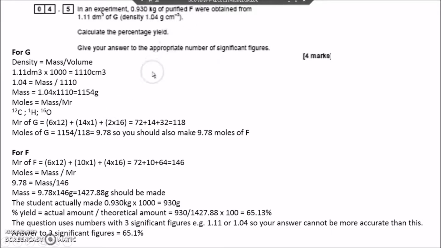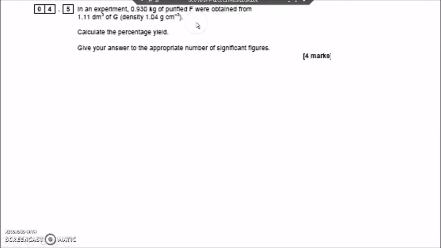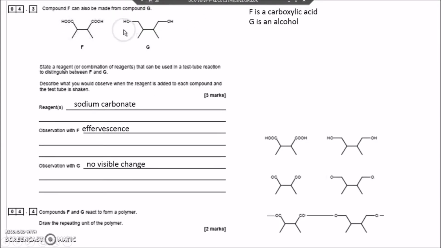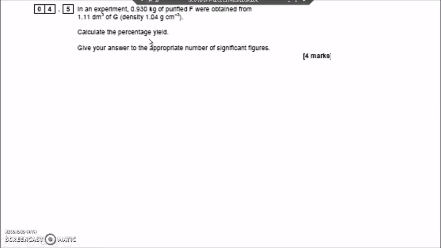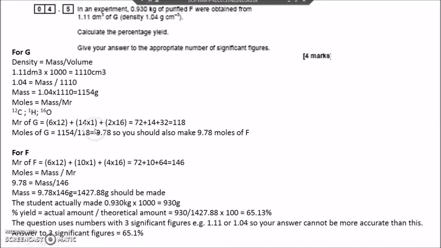I should therefore make the same amount of moles of F. I know that because 1 mole of this will make 1 mole of this. I've got the same number of carbons, the same shape, and exactly the same number of carbons in G as F. So 1 mole of G makes 1 mole of F. So 9.78 moles of G should make 9.78 moles of F. Great. So I've got the number of moles of F.